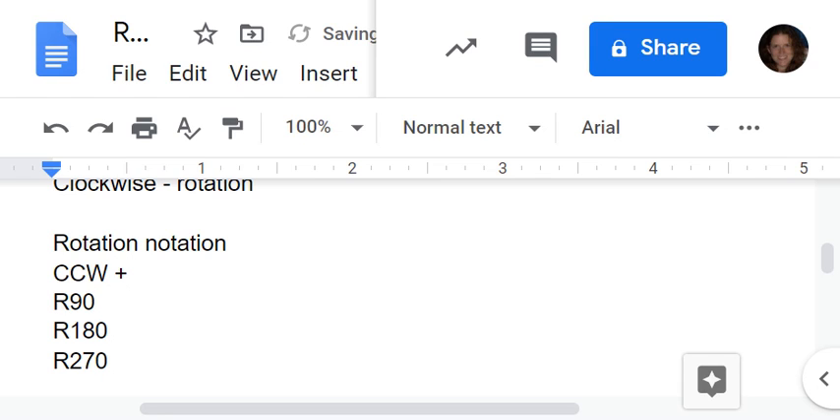So I like to put all of those right there. When we go from X comma Y and do that 90-degree rotation, we are going to get X negative Y.